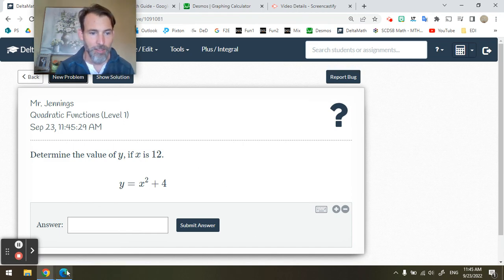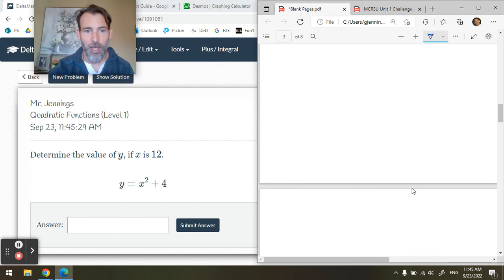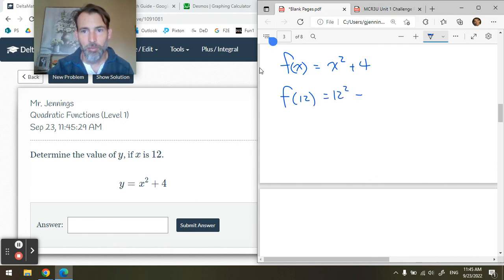Okay, here. x is 12, and we're going to add 4 to it. So let's go for it. Here we have f of x equals x squared plus 4. And we want to know f at 12, and that is equal to 12 squared plus 4. Hey, you didn't put that in brackets. Yeah, it doesn't make a difference here. Okay, 144.